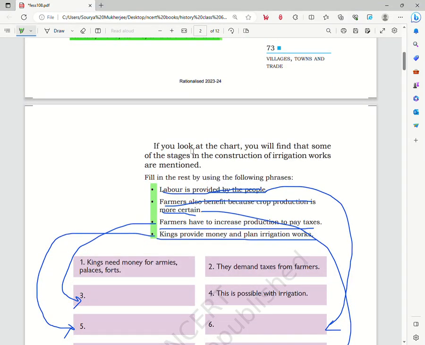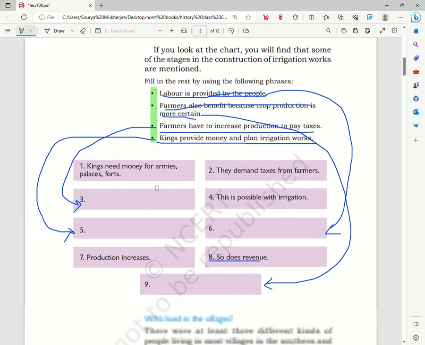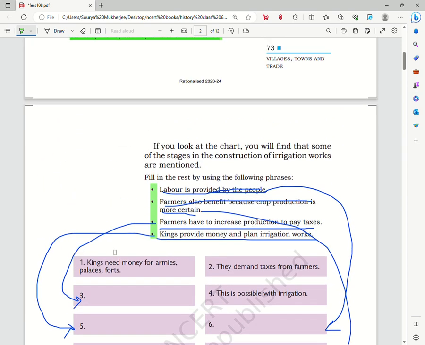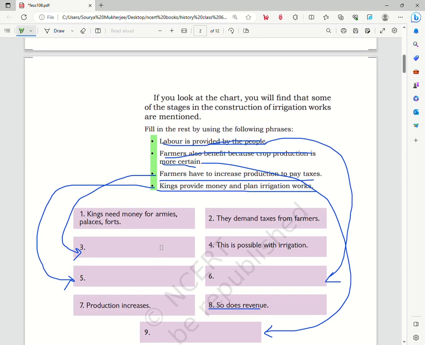So let's continue. If you look at the chart, you will find that some of the stages in the construction of irrigation works are mentioned. Fill in the rest by using the following phrases. I have done this previously. This is basically the whole process of building an irrigation work, and why a king would need to build one in the first place. The steps in this process are given in these boxes, and some of the steps are missing. So we have to fill in the correct box from the options given.